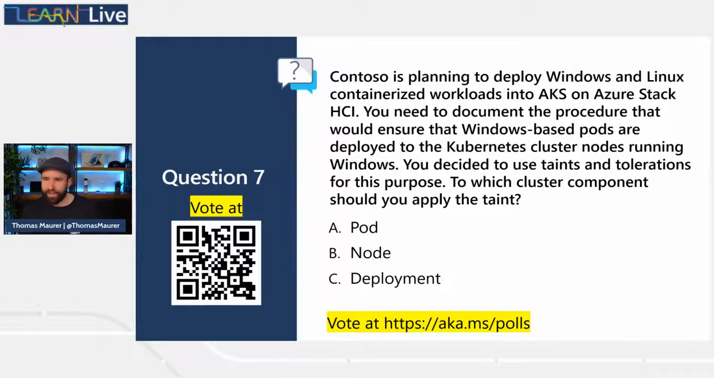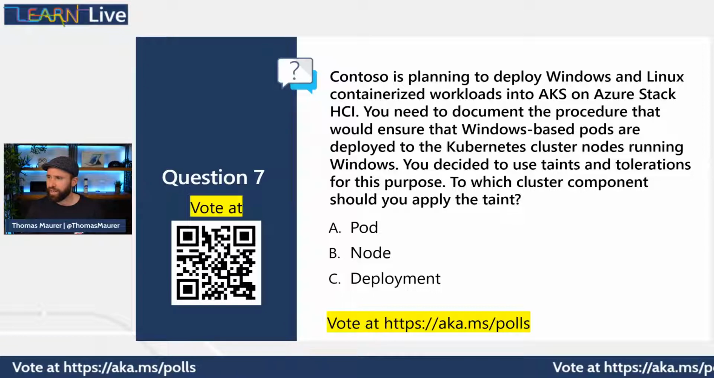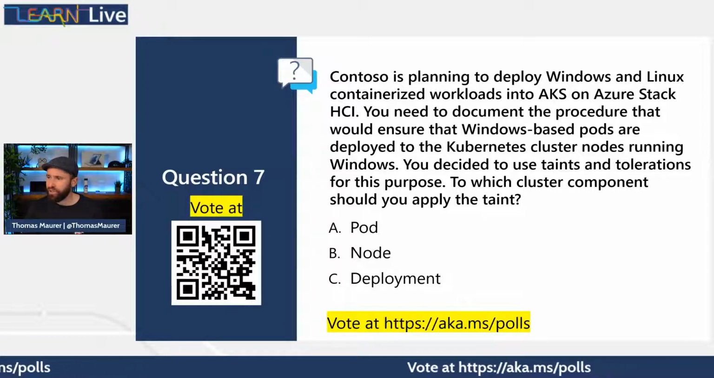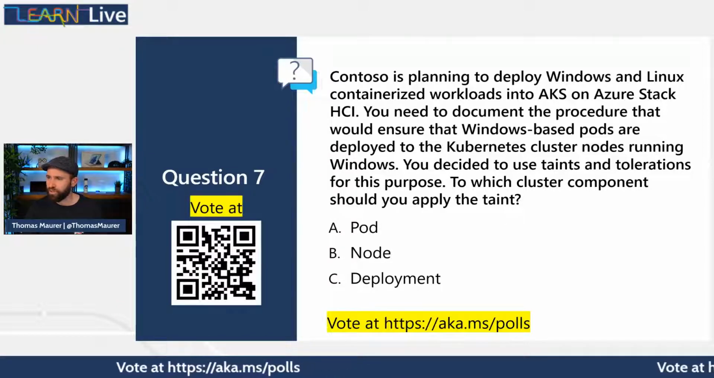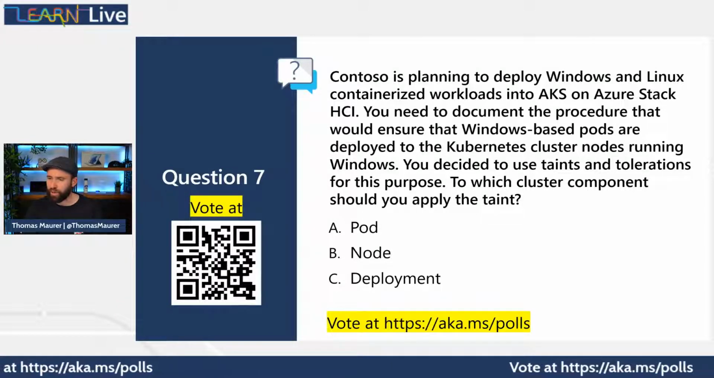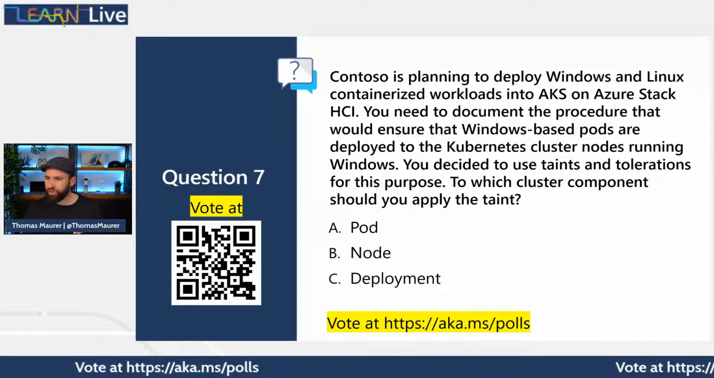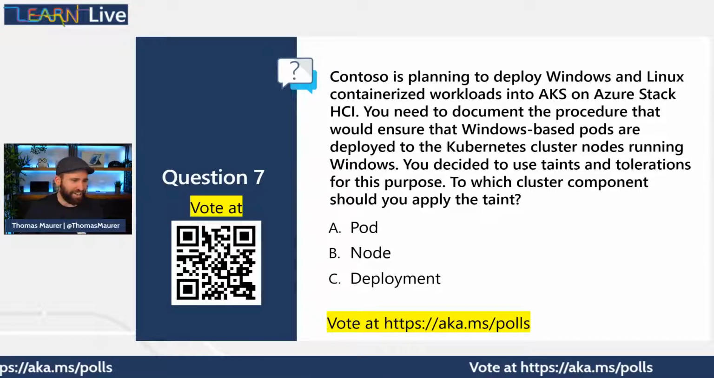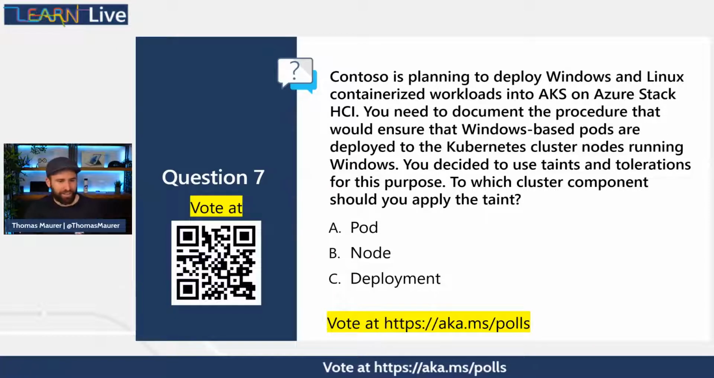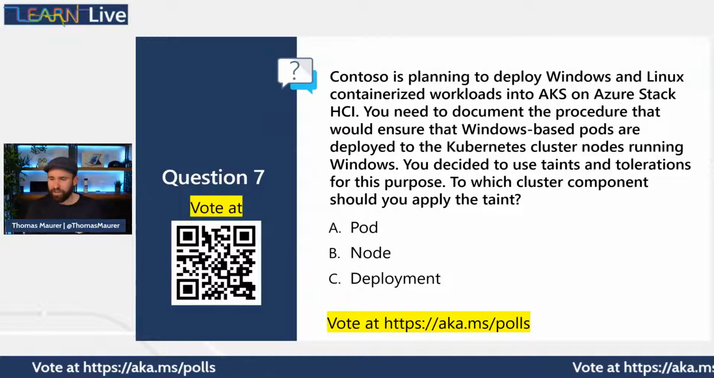But until then, the question is: Contoso is planning to deploy Windows and Linux containerized workloads into AKS on Azure Stack HCI. You need to document the procedure that would ensure that Windows-based pods are deployed to the Kubernetes cluster nodes running Windows. So you decide to use taints and tolerations for this purpose. Which cluster component should you apply taints to? So I think Vinicius made it very, very clear. He explained that. He went through this. So let's quickly go through the options.